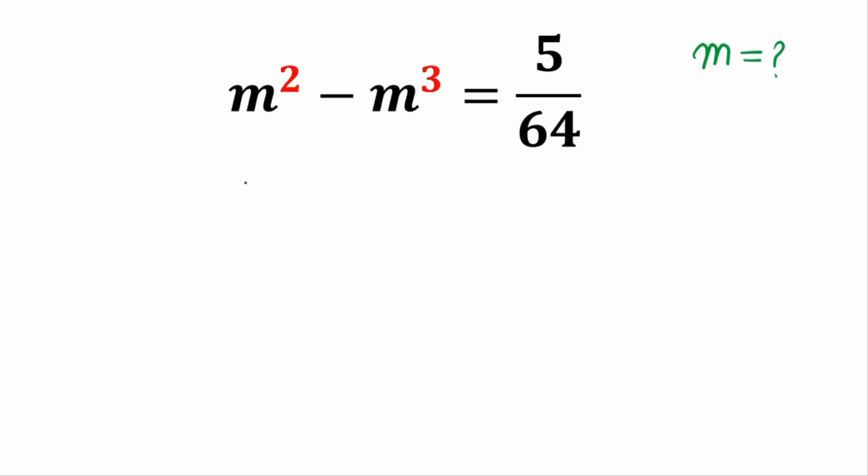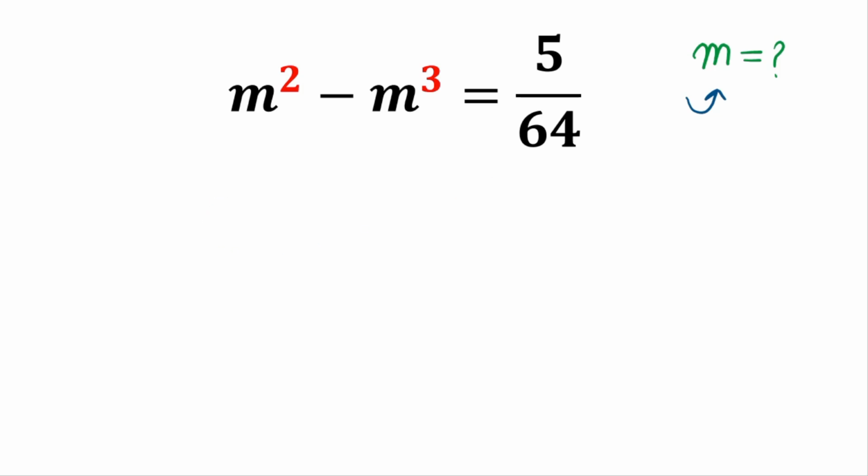Hello students, in this video we are going to solve a nice algebra problem. We have m square minus m power 3 equals 5 over 64. Here we need to calculate all possible values of m.